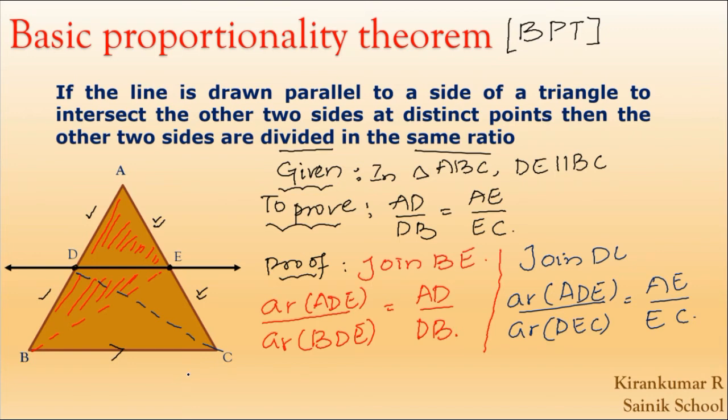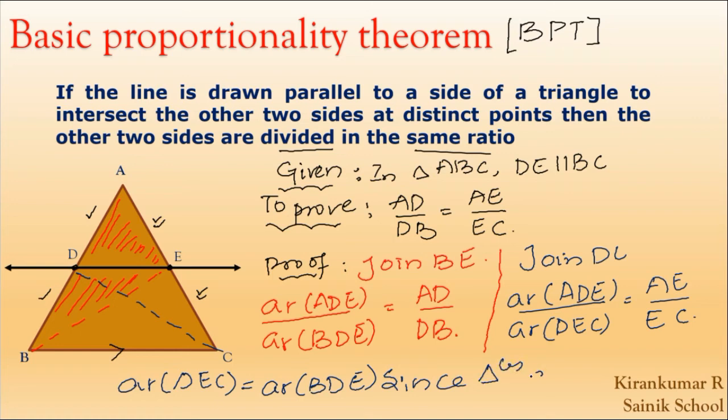We have learnt in the first property that triangles having the common base between the parallel lines are equal. So the area of triangle DEC will be equal to the area of triangle BDE, since triangles on the same base between the same parallels are equal.